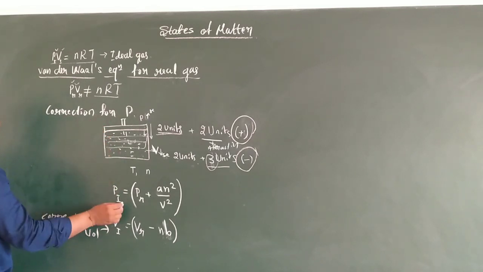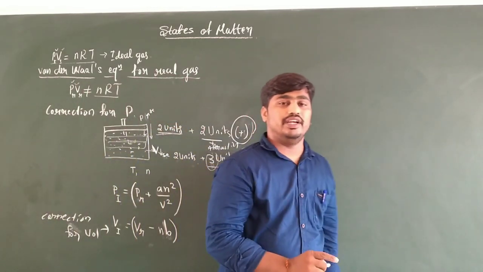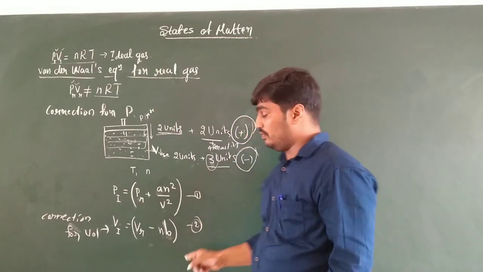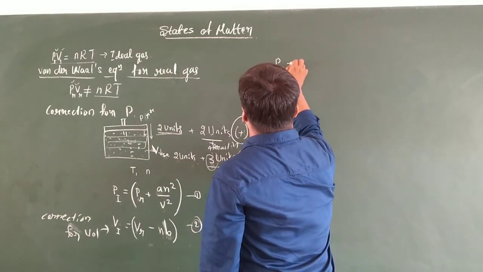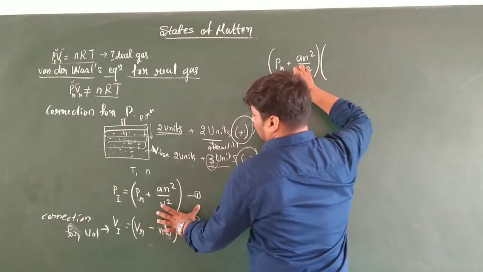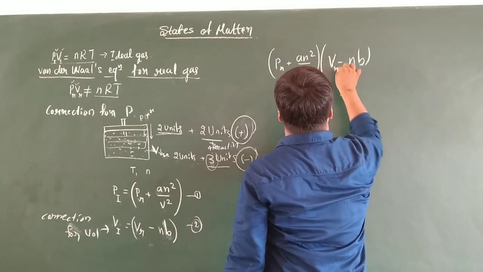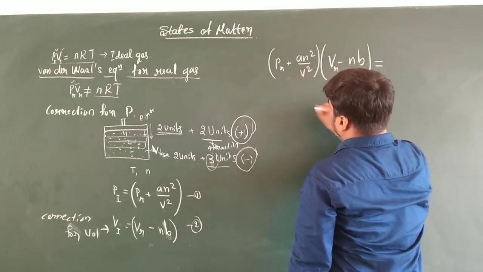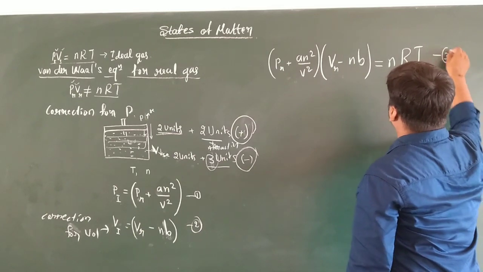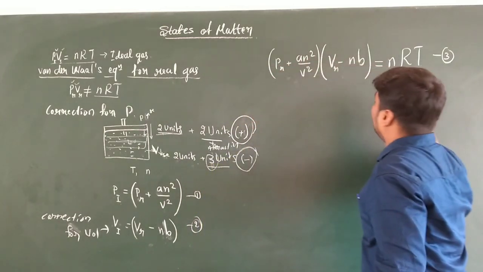Okay, volume, it is correction for pressure, correction for volume. After introducing or substituting equation 1 and 2 in the ideal gas equation, what we get? (P real plus a n² divided by V²) into (V real minus nb) is equal to nRT, correct? Equation 1 in ideal gas, equation 2 in ideal gas, P ideal V ideal is equal to nRT. This is equation number 3. Equation number 3 is nothing but the van der Waals equation for real gas.